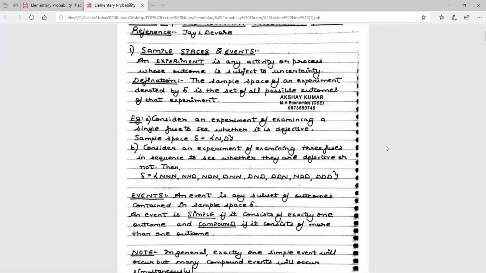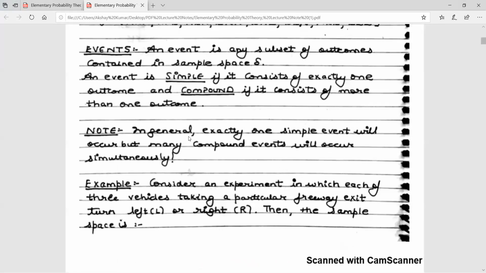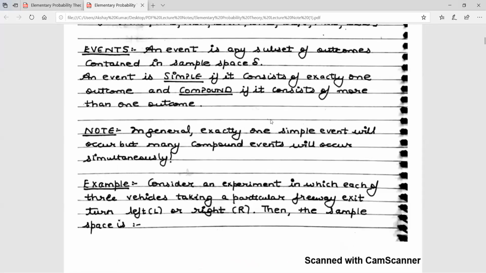Okay, now what is meant by an event? That is the next topic for us. An event is any subset of the outcomes in the sample space. All of us know what a sample space is: the set of all possible outcomes of the experiment. When we take a subset of it, it is called an event.